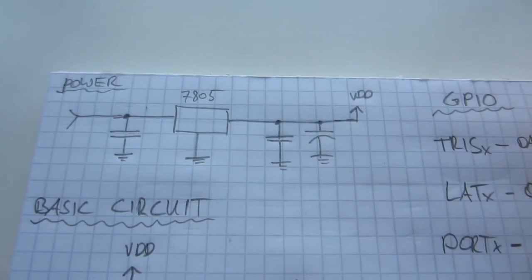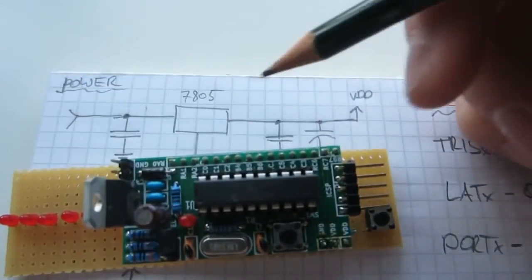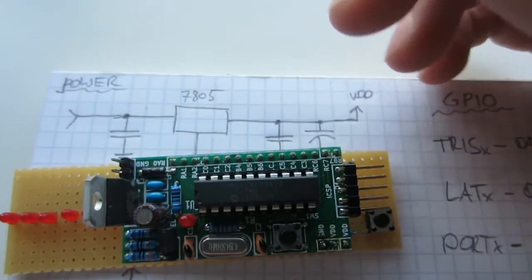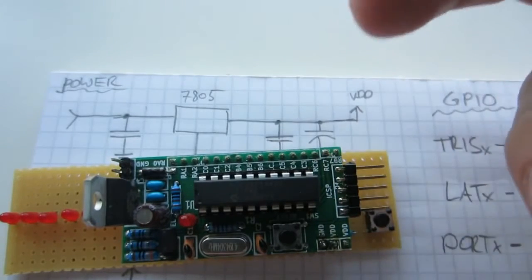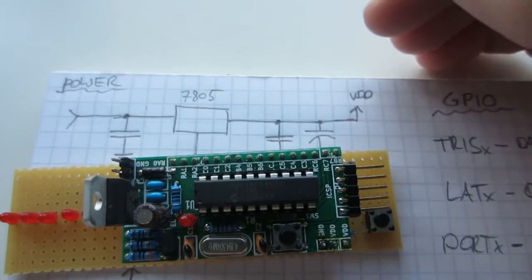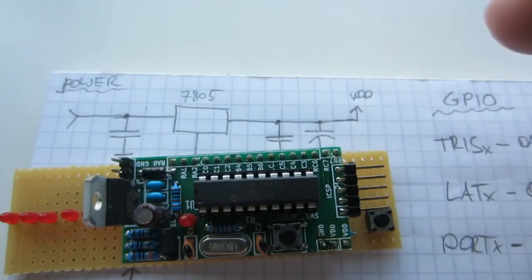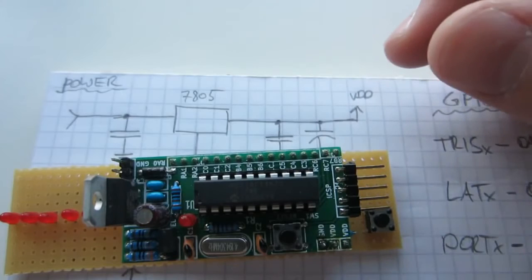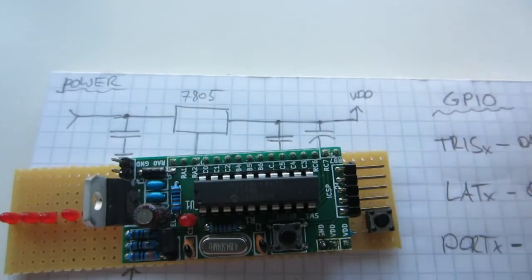Now, what is GPIO? GPIO stands for General Purpose Input-Output, and basically most of the pins on a microcontroller are GPIO pins. You can connect all sorts of stuff to it. You can connect buttons and LEDs and more complex things like other chips, other ICs, so you can communicate with them.